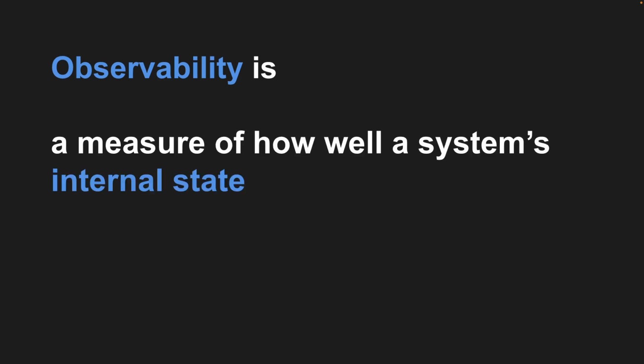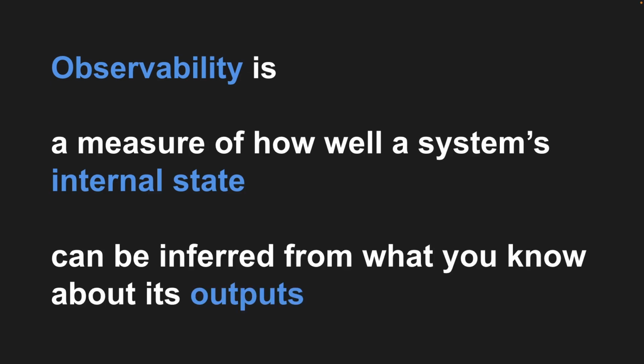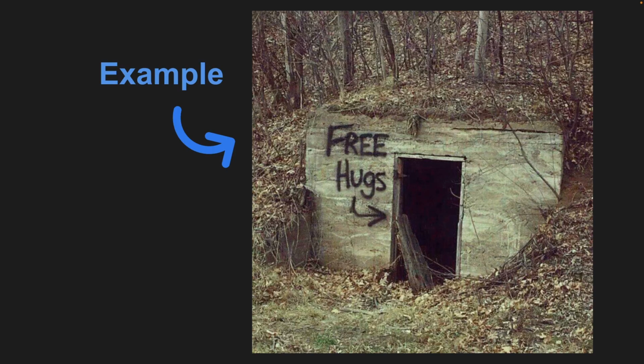All right, let's start with observability. Observability is a measure of how well a system's internal state can be inferred from what you know about its outputs. So, for example, this is a system. What do you think's going on in there? I'll tell you what, any guess that I might make about what's happening inside that room would probably be wrong. So this is not a very observable system.